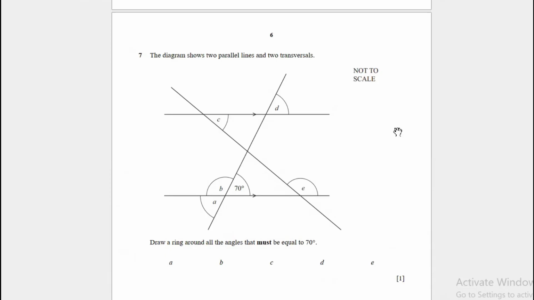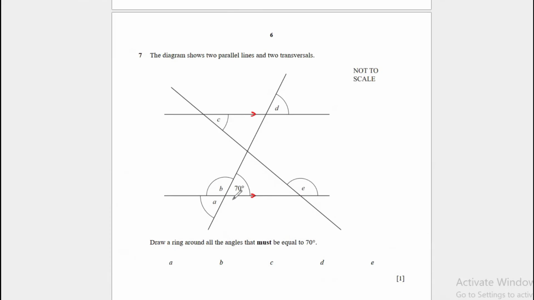Okay, in this question, this is not to scale, and we can think about alternate and corresponding angles. We have parallel lines, as you can see, and we have two transversals. Those will help you to say which angle is 70. So remember, whenever you have two parallel lines and a transversal, on the same side of the transversal, one interior, one exterior, that shows corresponding angles. And if both are interior but on opposite sides of the transversal, those are alternate angles.